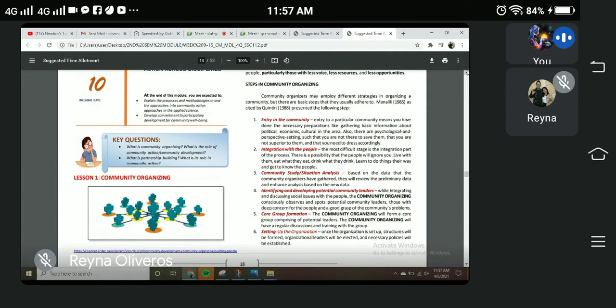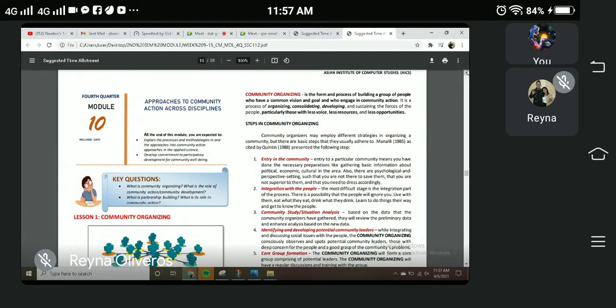So, when we say community organizing, it is a form and process of building a group of people who have a common vision and goal and engage in community action. It is a process of organizing, consolidating, developing, and sustaining the process of the people, particularly those with less voice, less resources, and less opportunities. There are 7 different steps when it comes to community organizing.